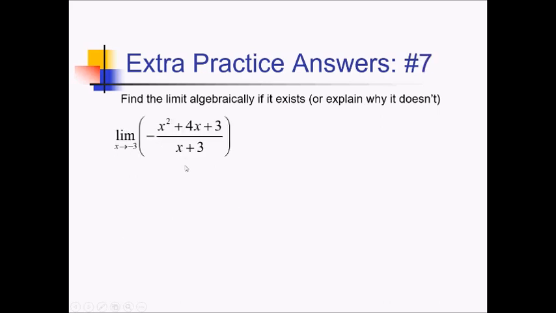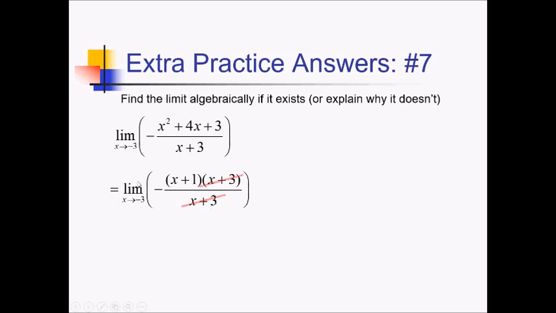For this problem, I can see right away that when I try plugging in -3 to find this limit, I'm going to end up with 0 in the denominator. Let me factor the numerator and see if there's anything I can cancel. So numerator, things that multiply to 3 and add up to 4, we can actually split that up into x plus 1 and x plus 3, which is going to be helpful for canceling out that denominator.